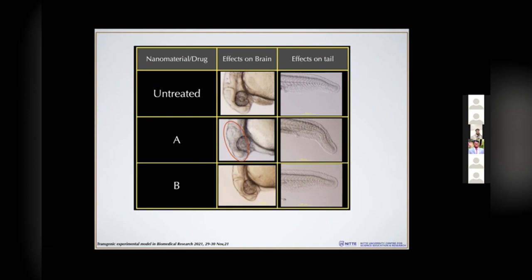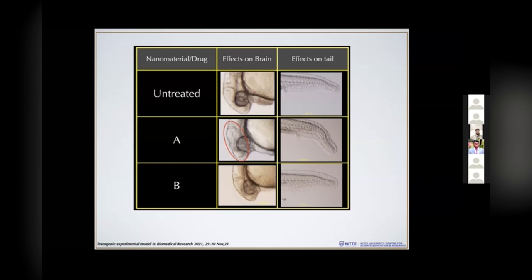Over here, you have an untreated, and you have two, say, for example, hypothetically speaking, two compounds. One is A and the other one is B. And you're looking at the brain development and the effect on the tail. You don't need to be a zebrafish expert, you can just see that B is very close to the untreated one. But if you look at A, there is some sort of cloudiness. The brain development is not very clear. You don't see those demarcations of the midbrain and the hindbrain and the forebrain. It is all cloudy, all coagulated kind of thing. So that means this particular compound is having an effect on the brain development.